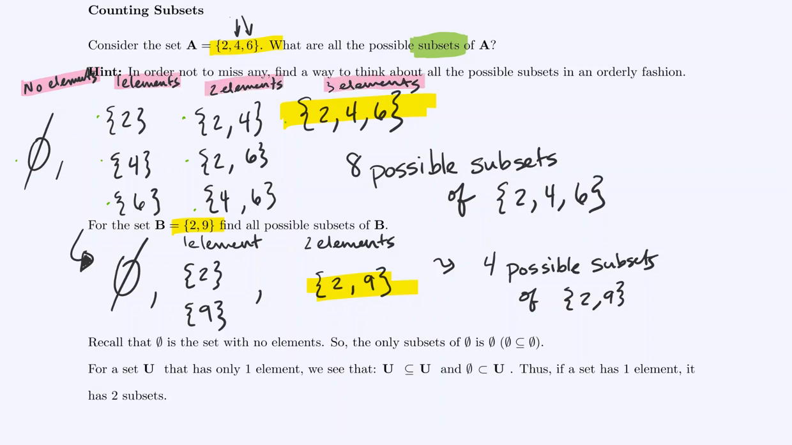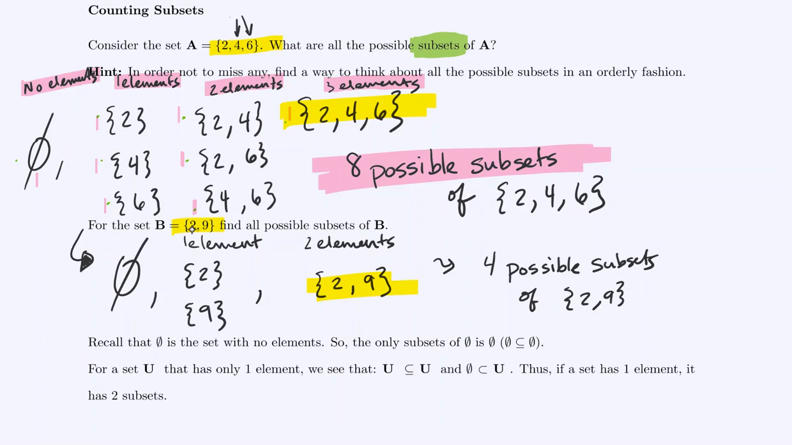At first we said the smallest subset is always the empty set because there are no elements. Then we've got to think of the subsets with one element, then with 2, and then with 3. So the set {2, 4, 6} had 8 possible subsets. What were the possible subsets? We have them listed here. And notice the largest subset is the set itself.